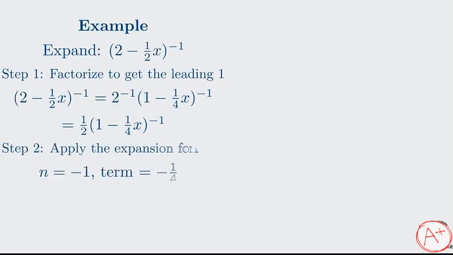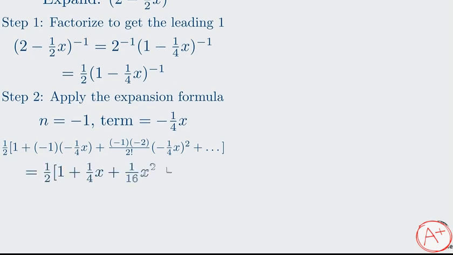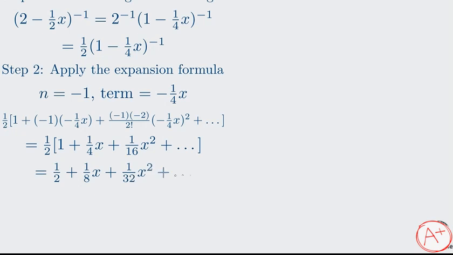Now we identify our variables. n is negative 1, and the variable term is negative ¼x. We substitute these into the general formula. Notice the careful use of brackets for the negative terms to avoid sign errors. Simplifying inside the square brackets, the negatives cancel out, leaving us with 1 + ¼x + (1/16)x². Finally, we multiply the ½ back through. This is the first 3 terms of our infinite expansion.